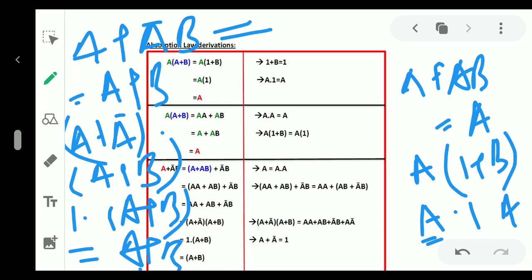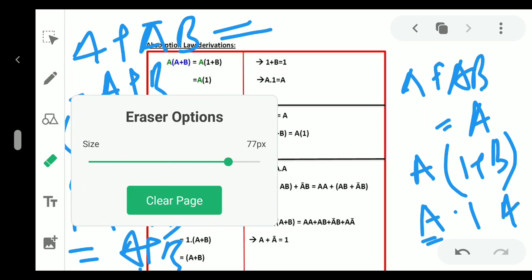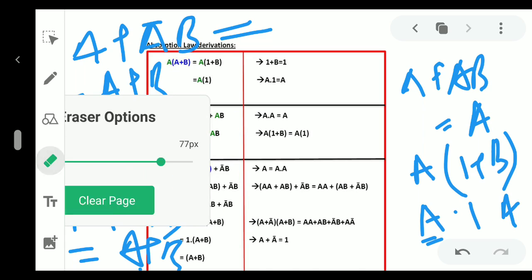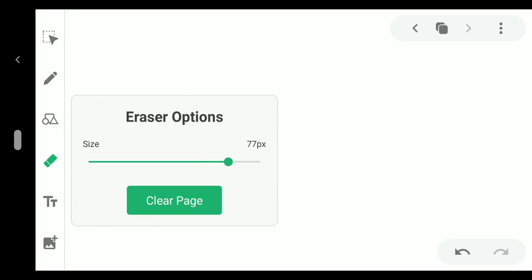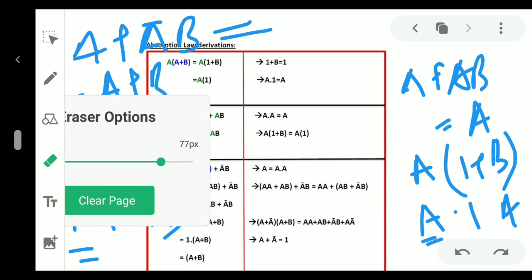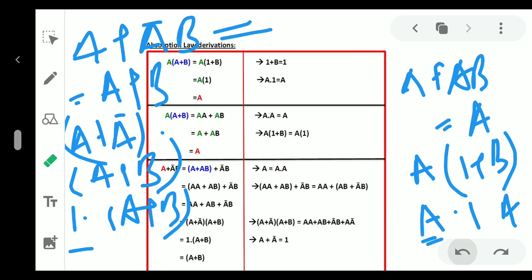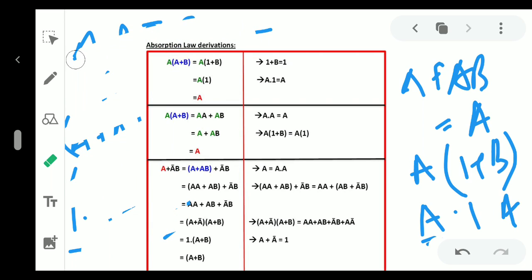This is a simple way, or you can use this formula that I have mentioned over here also. In this way also you can prove that.